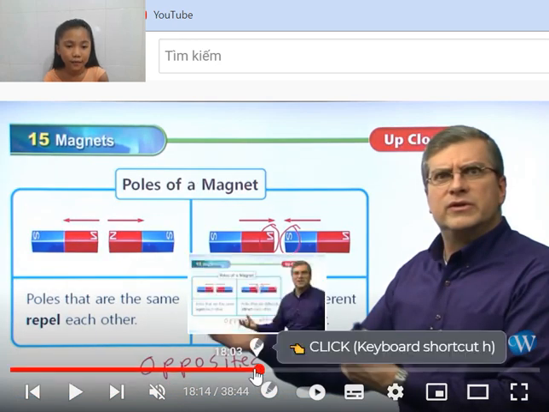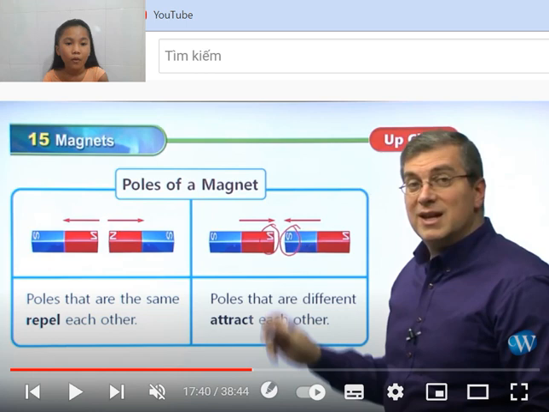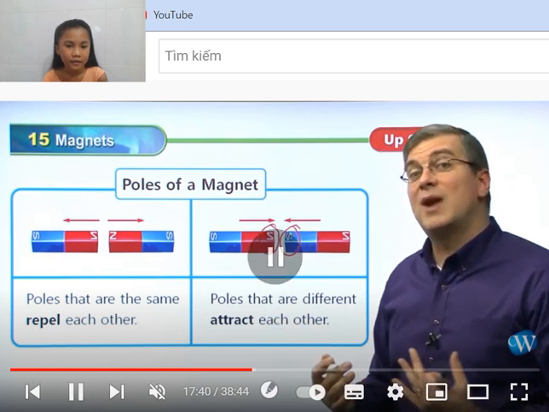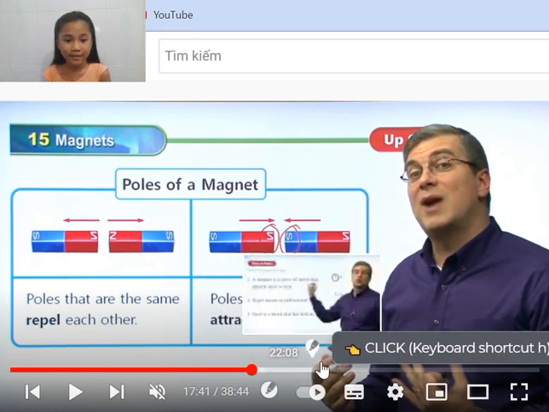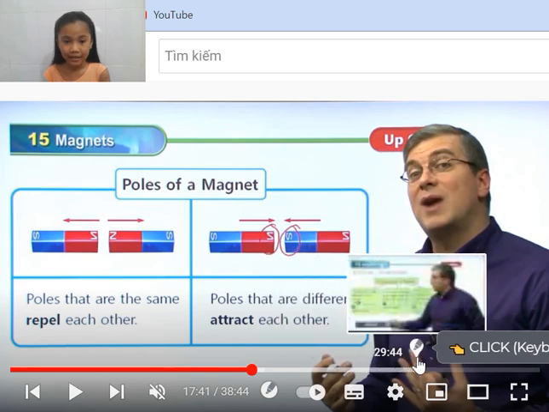So let's look here. We have poles of magnets. When poles are the same, with the same name, they will push each other away. But poles that are different will attract each other. This is the natural way.